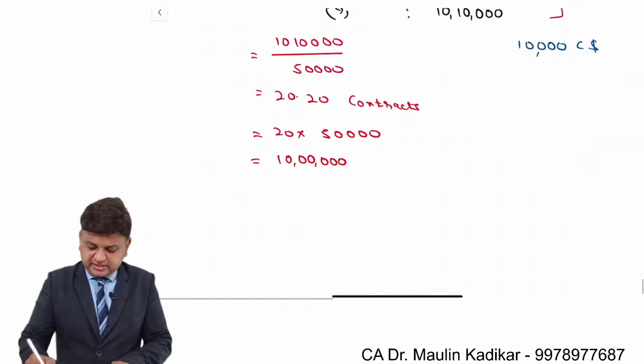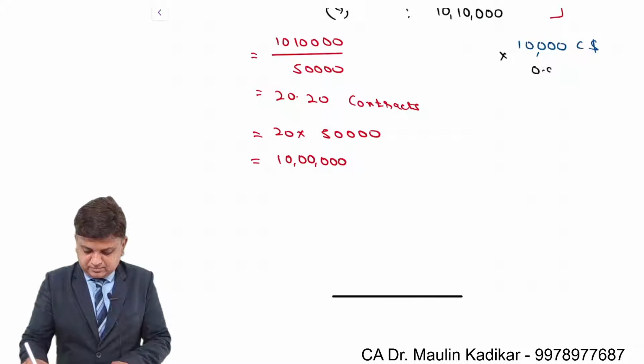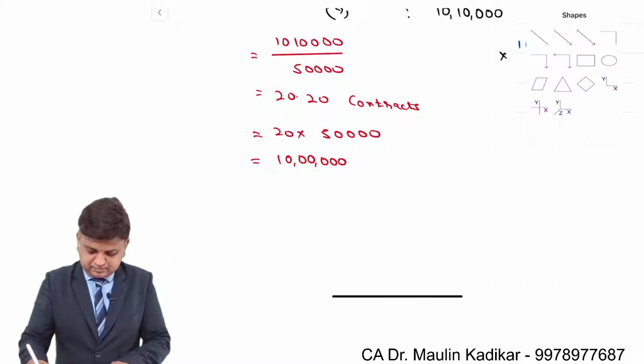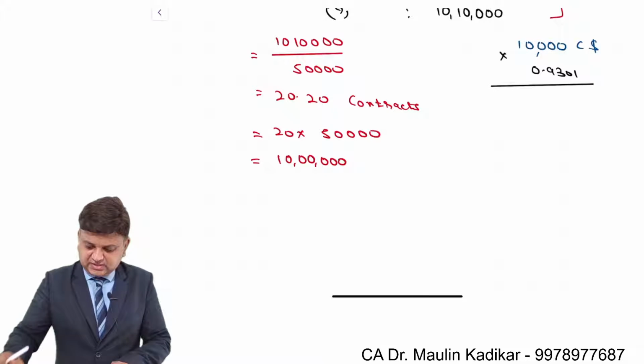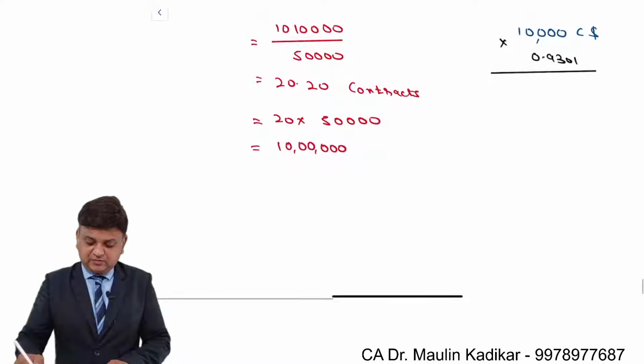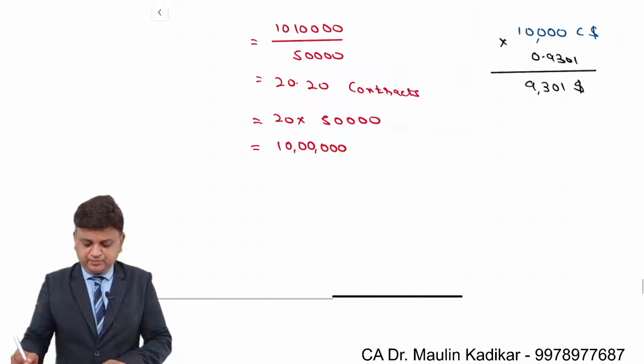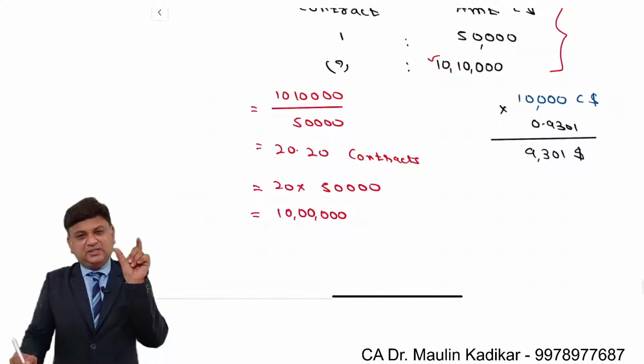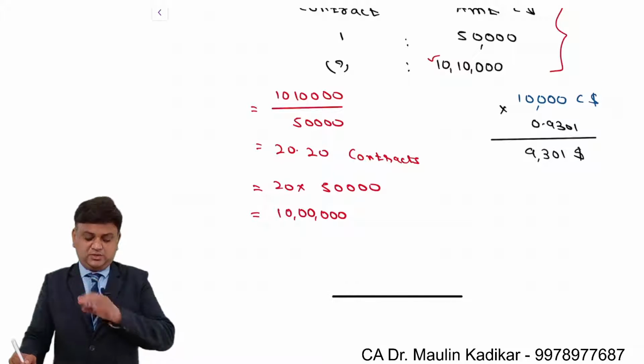So 10,000 into 0.9301. So the answer is $9301. Okay. So for the 10,000 Canadian dollar, this is the cost.